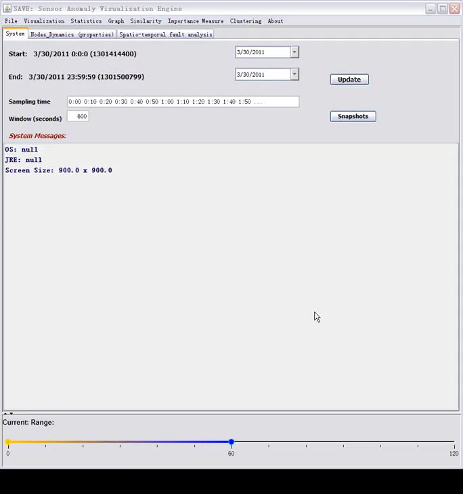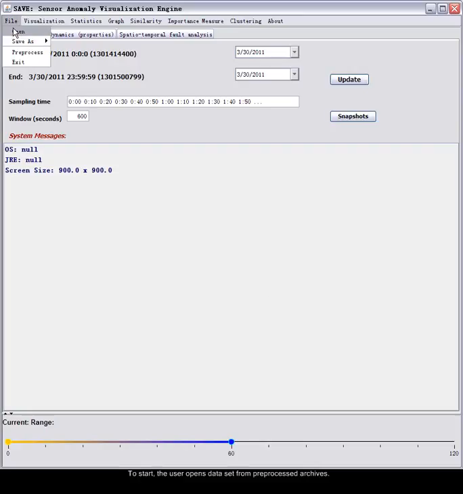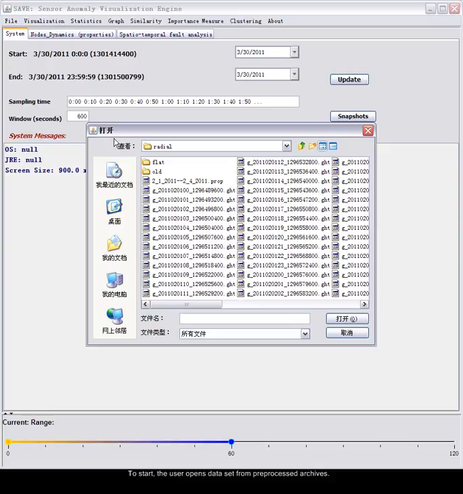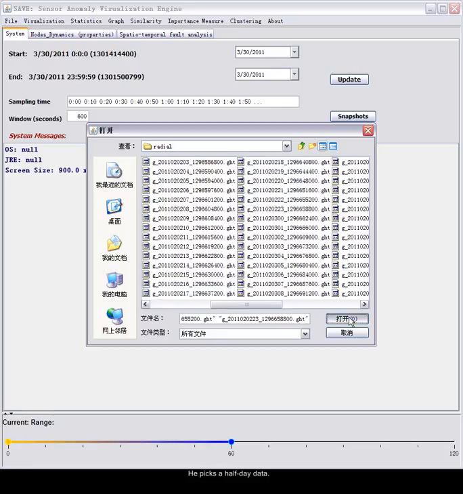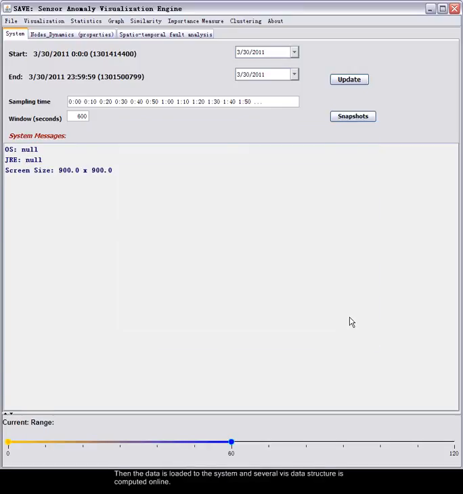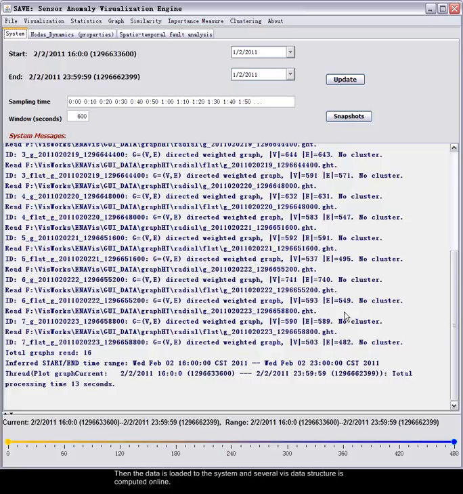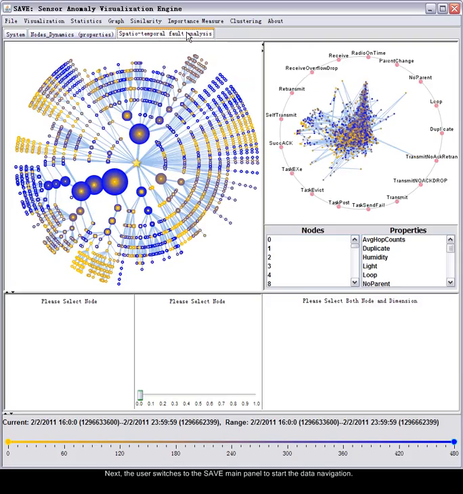In this demo, we'll show how SAVE, a system, helps sensor network operators better diagnose silent network failures. To start, the user opens a dataset from processed archives. He picks a half-day of data. Then the data is loaded into the system, and several data structures are computed online. Next, the user switches to the SAVE main panel to start the data navigation.